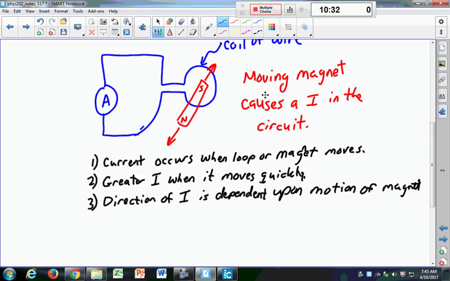All right, the direction of the current is dependent upon the motion of the magnet. We'll see all those things come up as we deal with Faraday's law.